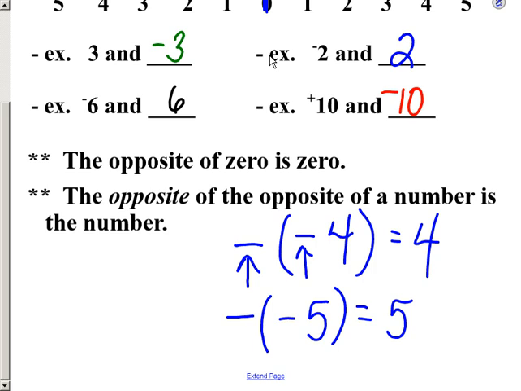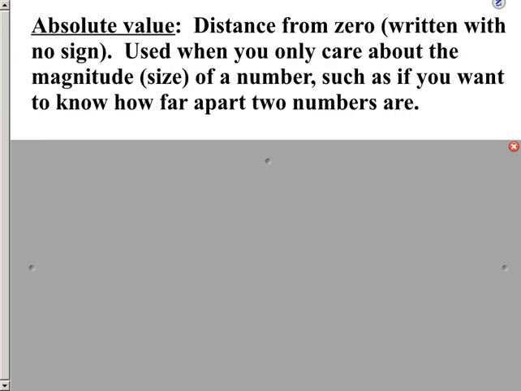All right, now moving on from that, the next thing we're going to talk about, that we don't want to confuse with opposites but people sometimes do, is the idea of absolute value. Absolute value means how far you are away from zero, the distance from zero. It's always written without a sign, and we generally use it when we care about the magnitude or size of a number. For example, if we want to know how far apart two numbers are, we don't really care which one's bigger or smaller, but we want to know how far apart they are.